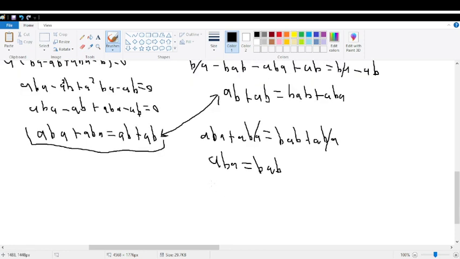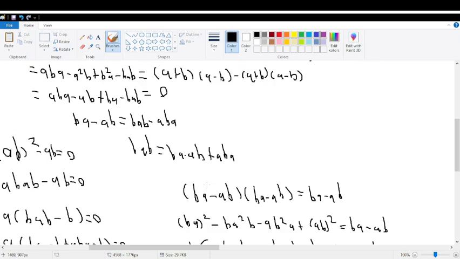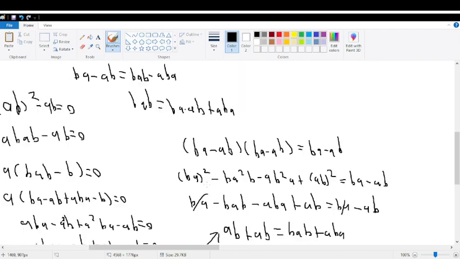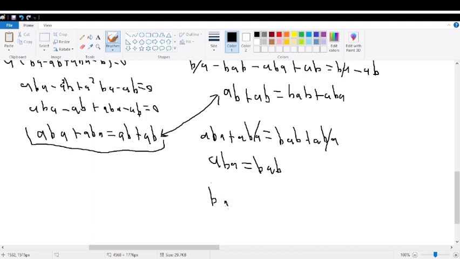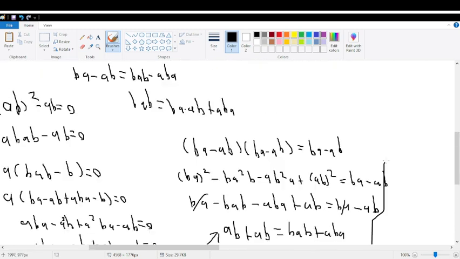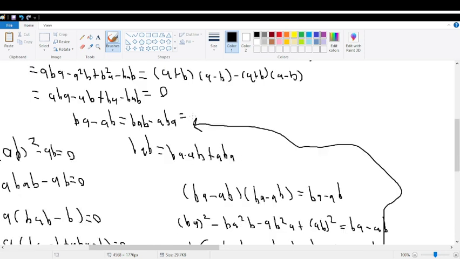However, what this means is that bab minus aba is equal to 0. But what we can do is we can bring it back around up here, because this implies that this is equal to 0. But this implies that BA minus AB is equal to 0, which implies ultimately that BA is equal to AB.